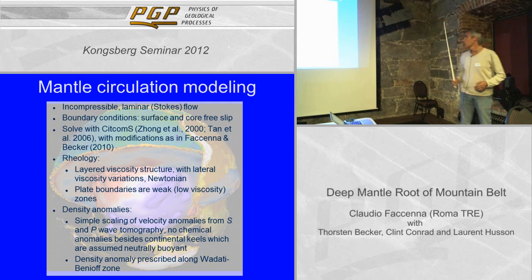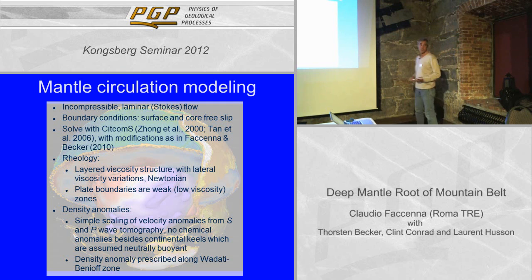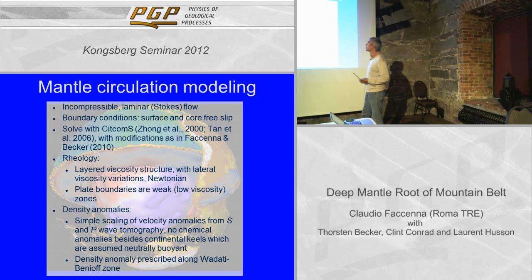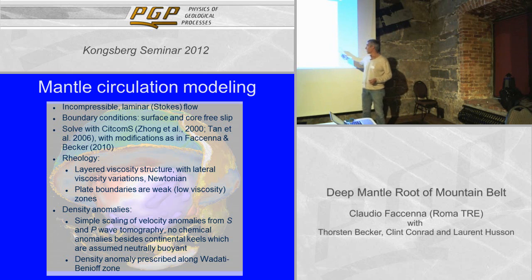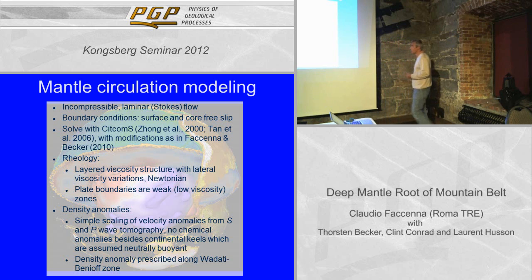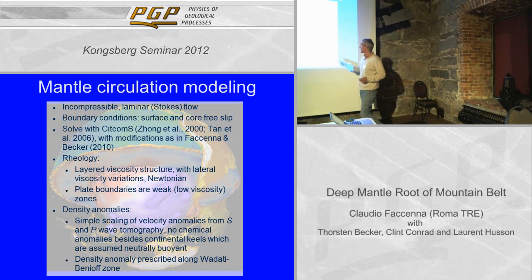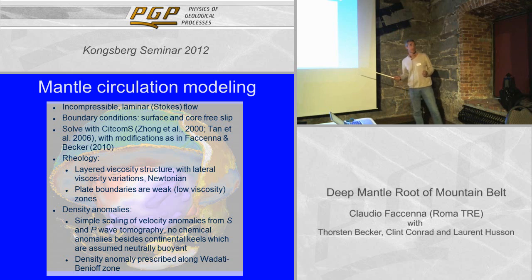It's a global convection model where we impose a number of assumptions, some of them pretty strong, actually. Of course, we have to solve the Stokes flow solution for an incompressible flow. As a boundary condition, we use free slip at the surface and core. The rheology is oversimplified with a layered viscosity structure, but we include lateral viscosity variation. We assume a Newtonian fluid, and we impose the plate boundaries as weak plate boundaries.